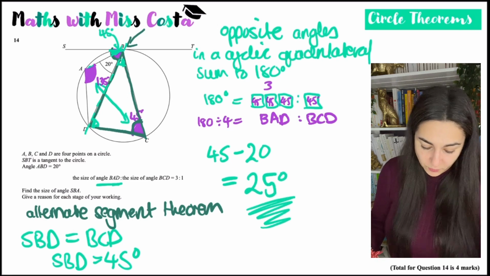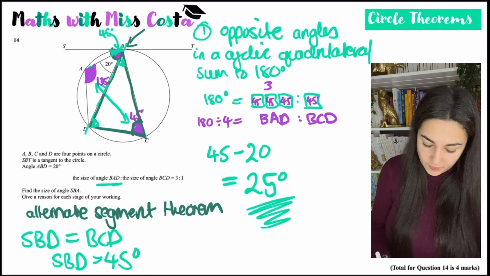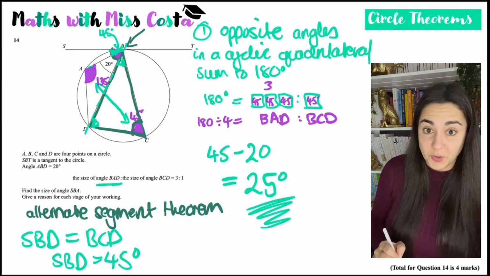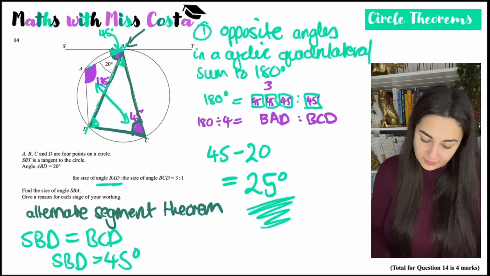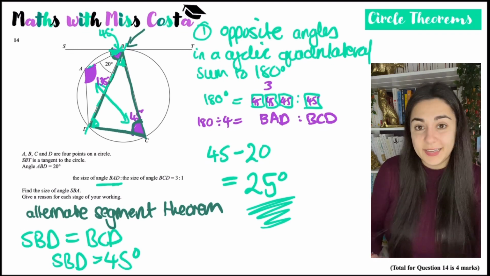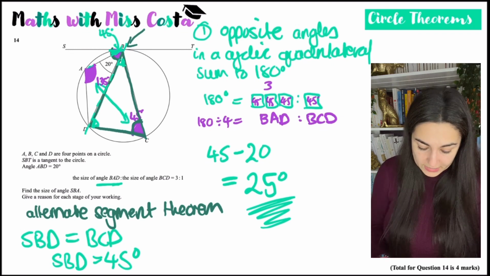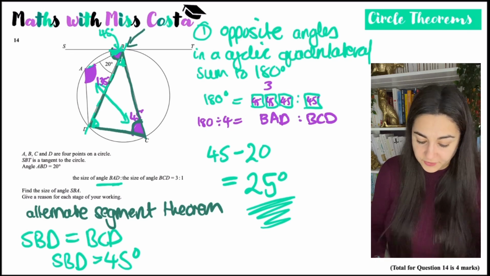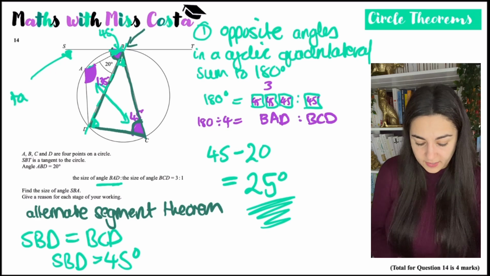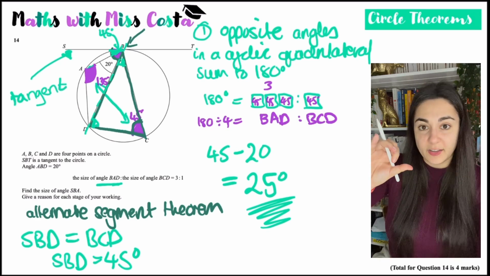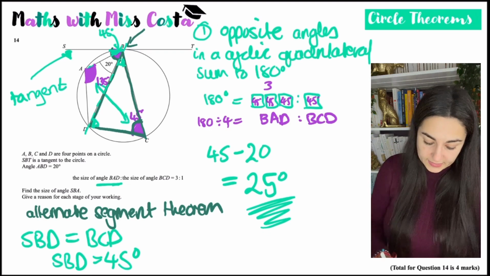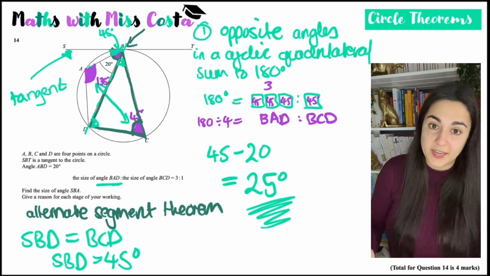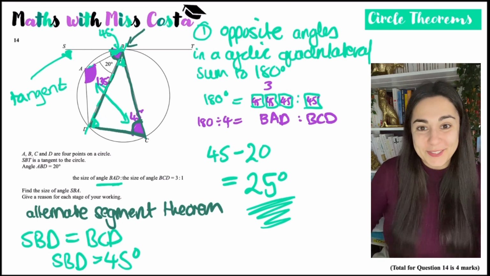Okay, so the stages of your working: one, you know that opposite angles in a cyclic quadrilateral sum to 180, and you used a ratio to figure out these two. And then the second part is the alternate segment theorem, where you know that the angle formed by the tangent, and this is a tangent, it's just a line that touches the circle, and a chord, which is just a line that goes from one edge of the circle to the other, is equal to the angle in the alternate segment. And that's how you do that question.